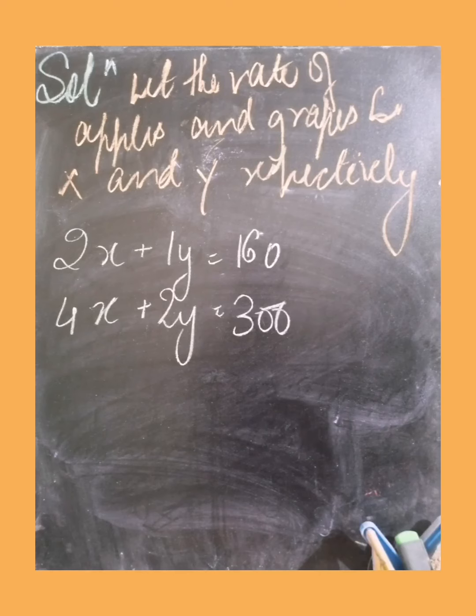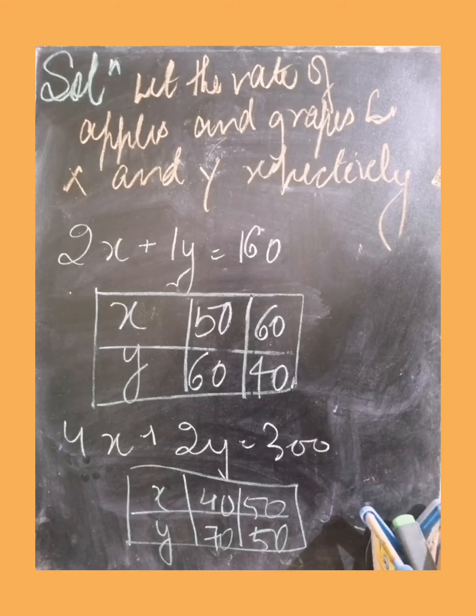Now, according to the question, 2 kg of apples, so I have written here 2x, and 1 kg of grapes, so here I have written 1y. So 2x plus 1y is equal to 160, because the price is 160. And after a month it was 4x plus 2y is equal to 300, right? 4 kg of apples and 2 kg of grapes was 300. Now we have got the two equations. The first equation was 2x plus 1y is equal to 160. I will take a value of x and from that I will get the value of y, and for the other equation I will do the same. Now I have done this algebraically. I have written the two equations algebraically.